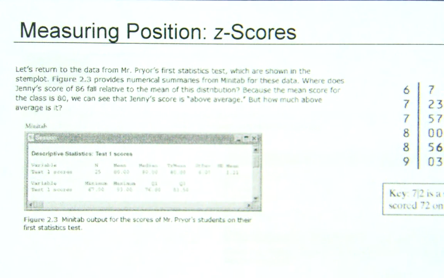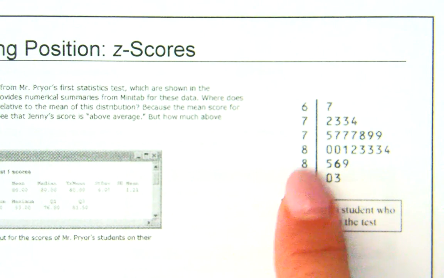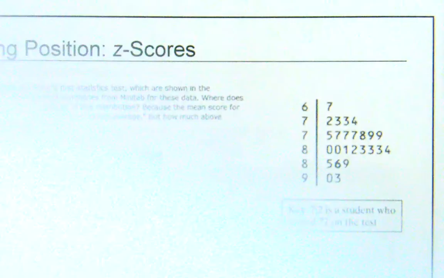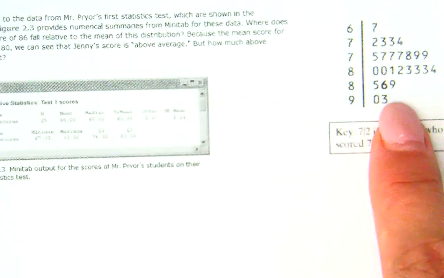Let's return to data from Mr. Pryor's first statistics test. This is the data that came in the stem plot where we were first identifying percentiles. I think it was Jenny. Yeah, Jenny, right? This was the data from Jenny. These were the scores.